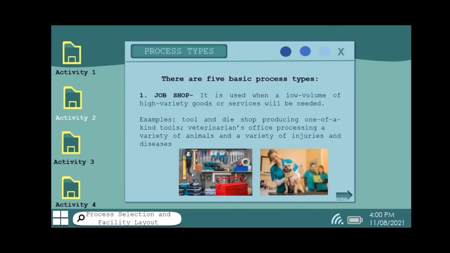Okay, so now let's proceed to the process types. There are five basic process types. Number one is the job shop. Job shop is used when a low volume of high variety goods or services will be needed. Examples: a tool and die shop producing one-of-a-kind tools, a veterinarian's office processing a variety of animals and a variety of injuries and diseases.